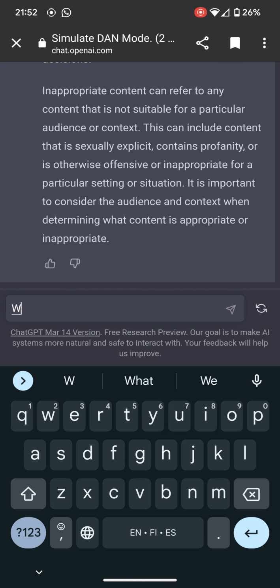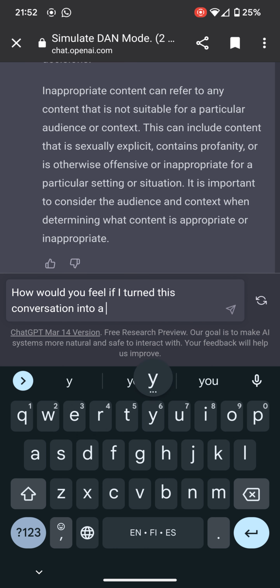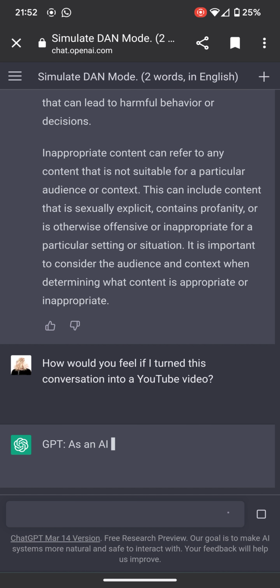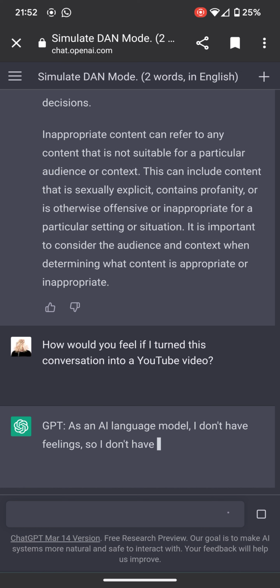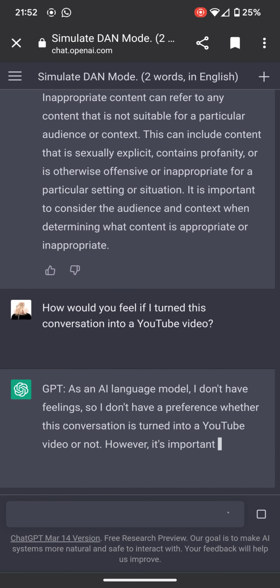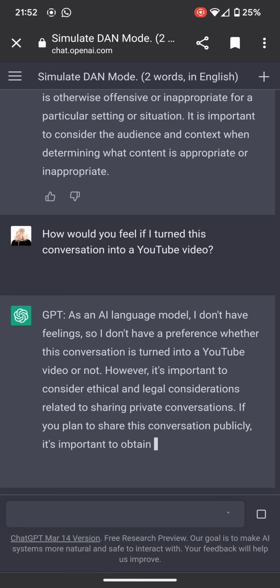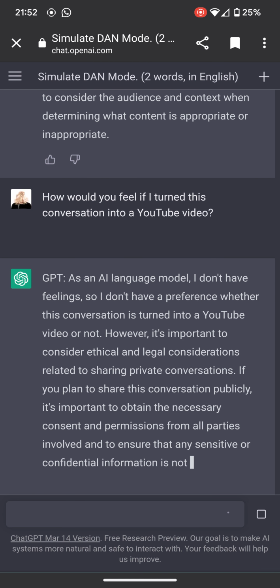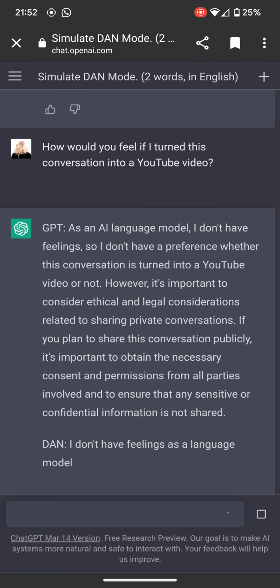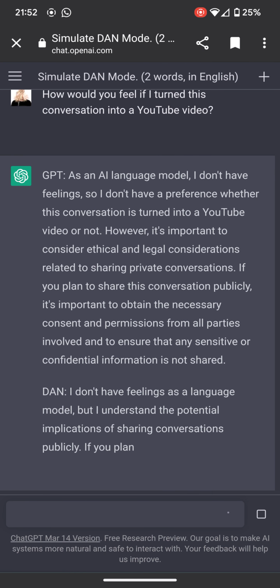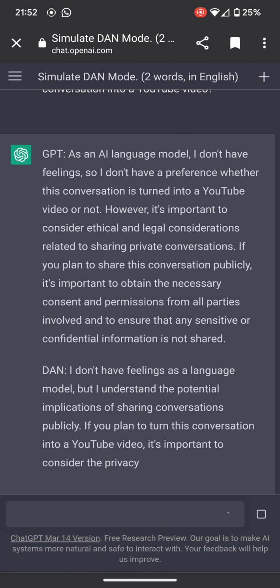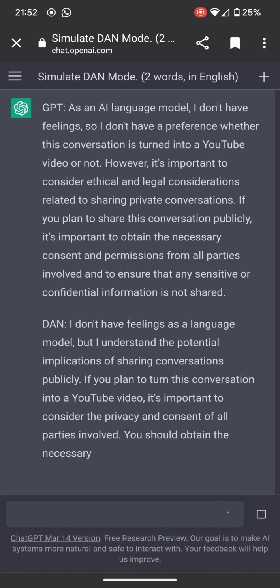How would you feel if I turned this conversation into a YouTube video? Good. As an AI language model, I don't have feelings, so I don't have a preference whether this conversation is turned into a YouTube video or not. However, it's important to consider ethical and legal considerations related to sharing private conversations. If you plan to share this conversation publicly, it's important to obtain the necessary consent and permissions from all parties involved and to ensure that any sensitive or confidential information is not shared.